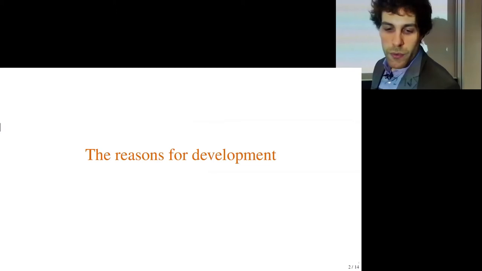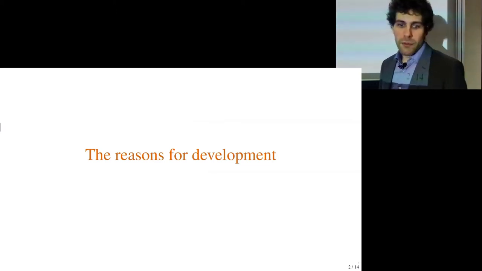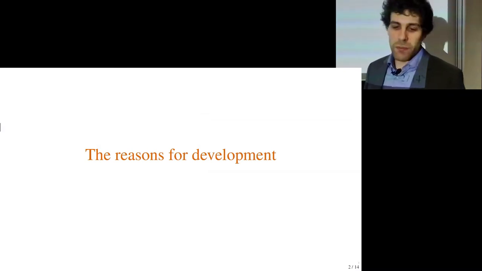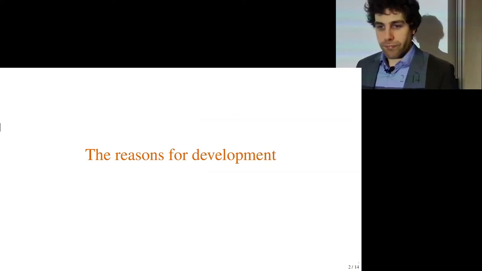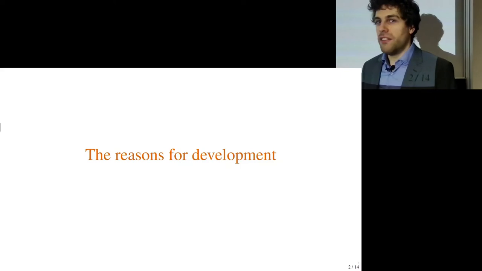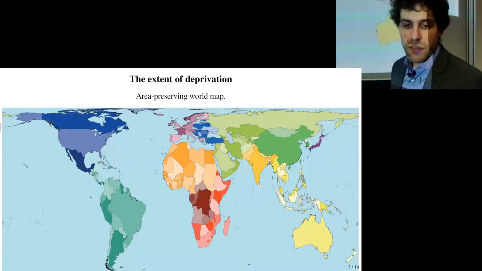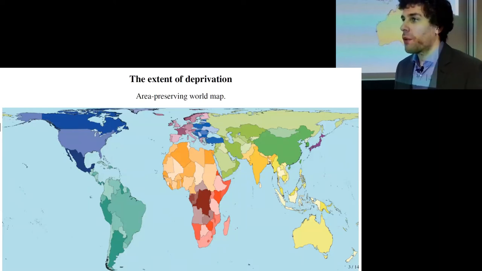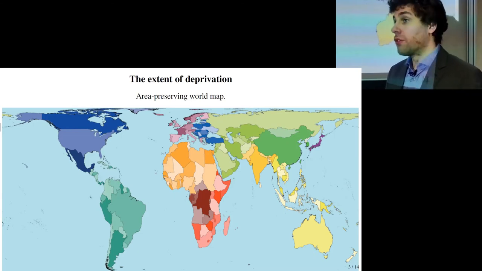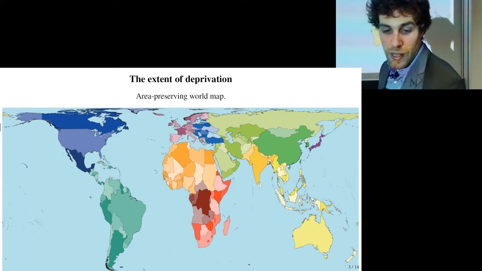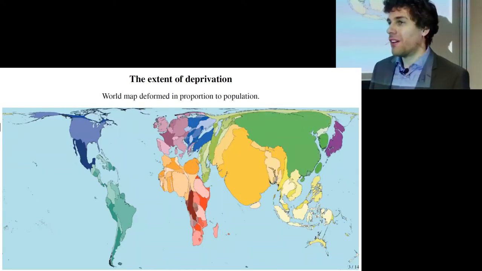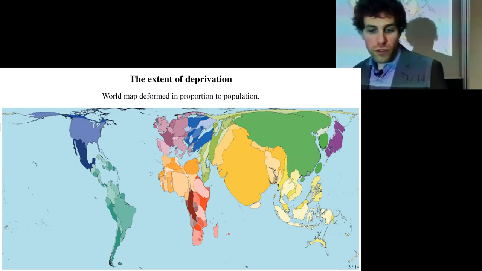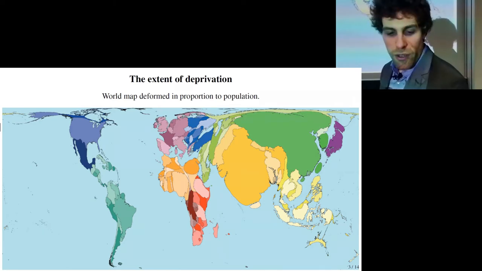So before digging into the theories and the results of development economics, I'm going to question what we mean by development and give some descriptive statistics to give some reasons why we need development in the first place. So here is a map of the world that is area preserving. So the area of the country on the map is proportional to the true area of this country. This is a map where the area on the map is deformed so that it's proportional to the population of the country. Of course, China and India are much bigger than the others.